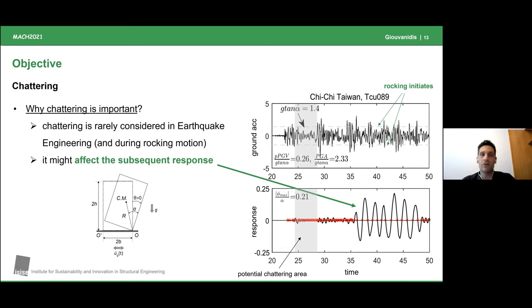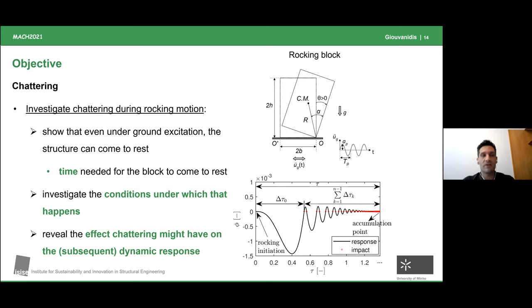So why is chattering important? Well, chattering is rarely considered in earthquake engineering and especially in rocking dynamics during rocking motion. Why? Because it's believed that since chattering is accompanied by low amplitudes of response, the higher amplitude of response will remain unaffected. Well, as I will show you later, under circumstances this belief is not completely true. So the main objective of this work is to investigate the chattering oscillations during rocking motion.